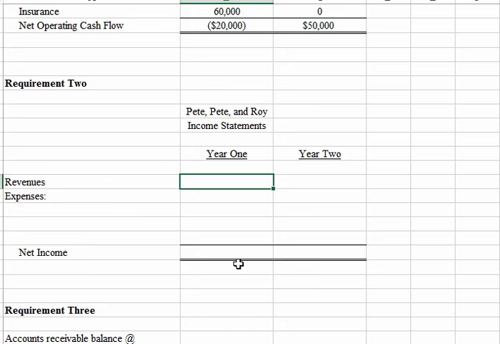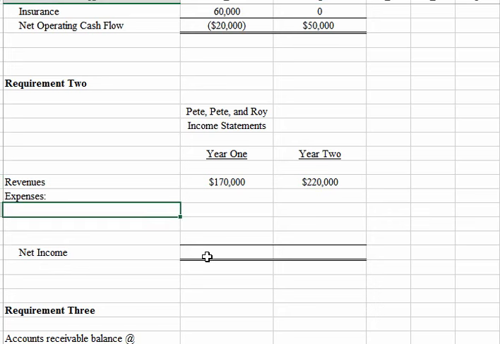So for year one, what were revenues? Well, revenues for year one would not be the cash collected from customers. Instead, it would be amounts billed to customers for services rendered. So we'll pick up the $170,000 here. Year two is $220,000. Our expenses. We're going to have salaries expense.